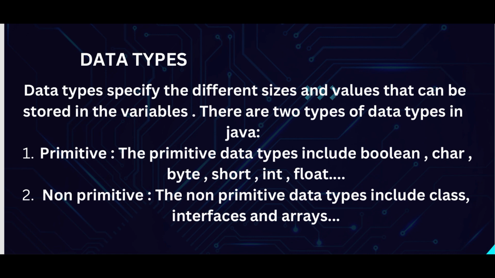Data types. Data types specify the different sizes and values that can be stored in a variable. There are two types of data types in Java: primitive and non-primitive. The primitive data types include boolean, char, byte, short, int, float, or long. Non-primitive data types include class, interfaces, arrays, strings, string builders, etc.